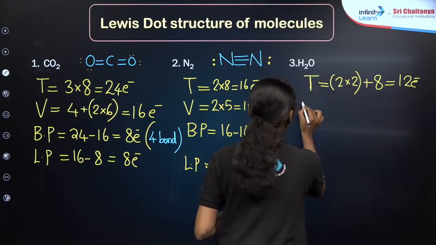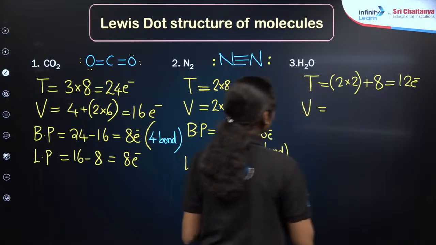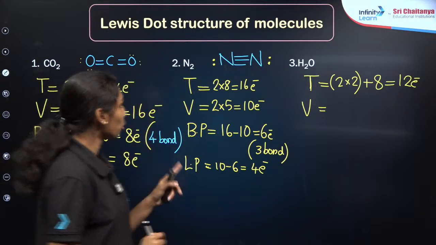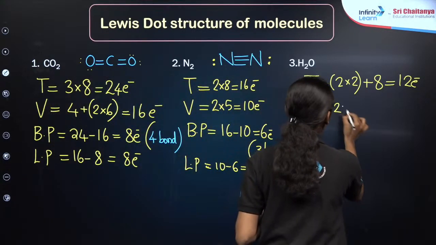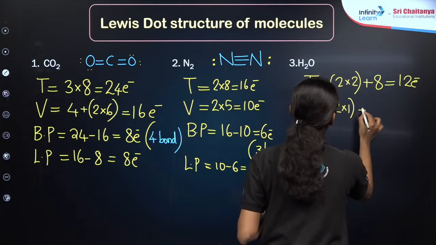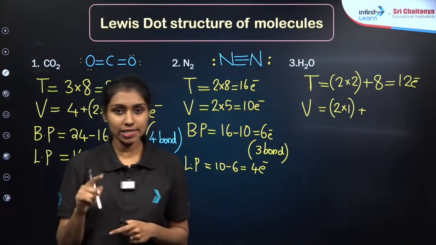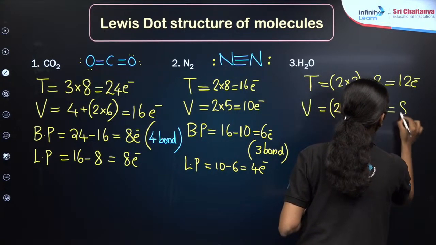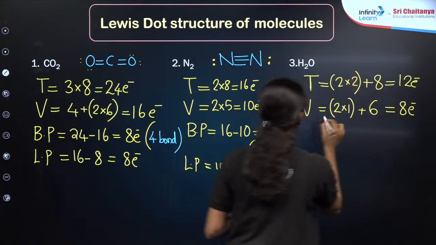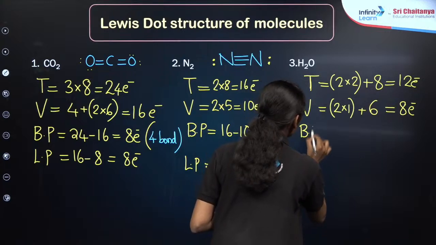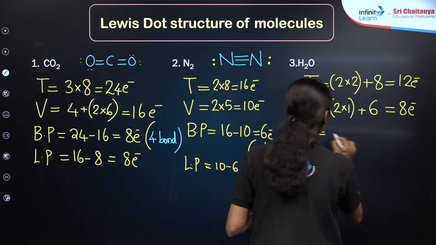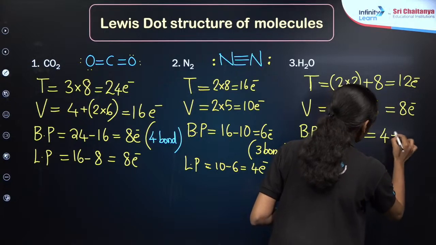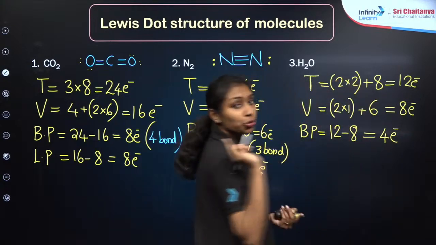Then what about the total valence electrons here? In the case of 1 hydrogen atom, it possesses 1 valence electron, right? Then for 2 hydrogen atoms, it is 2 into 1 valence electrons. Plus for 1 oxygen atom, it has 6 valence electrons. So I am taking here plus 6. 6 plus 2 is equal to 8. Then by taking the difference between these two, we will get the bond pair of electrons is equal to 12 minus 8, that is equal to 4, which represents that this particular structure contains 2 bonds.